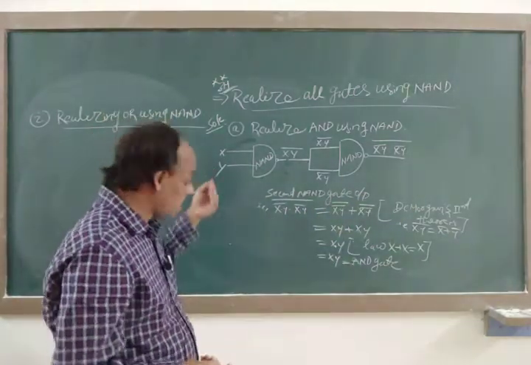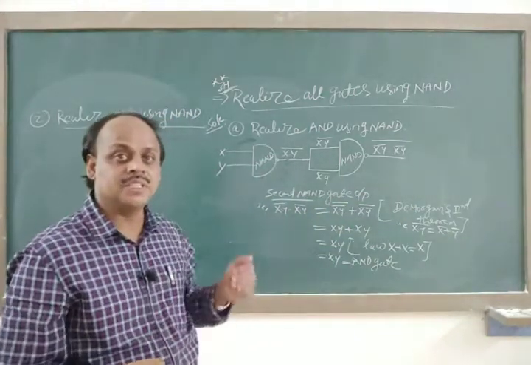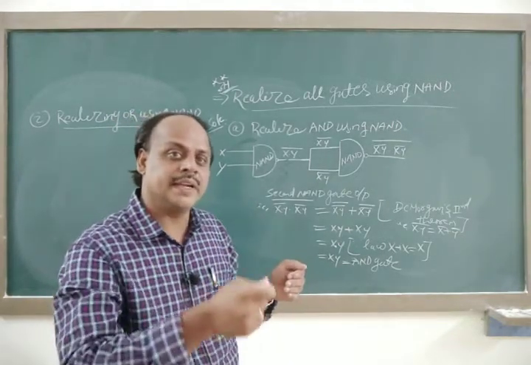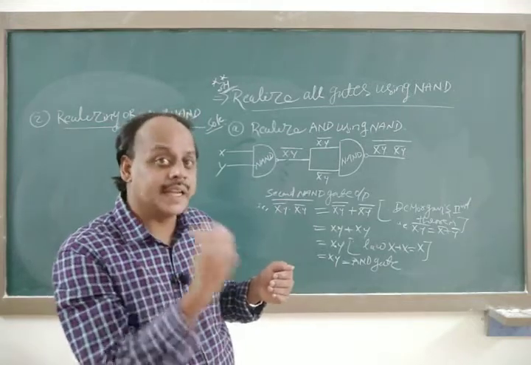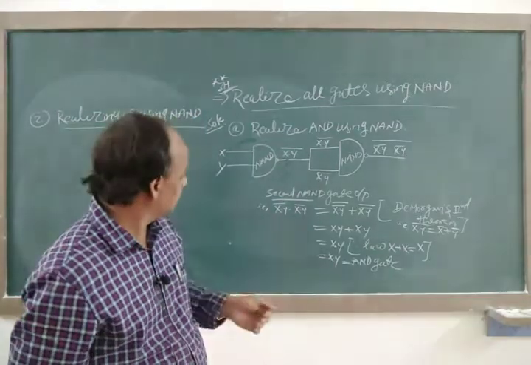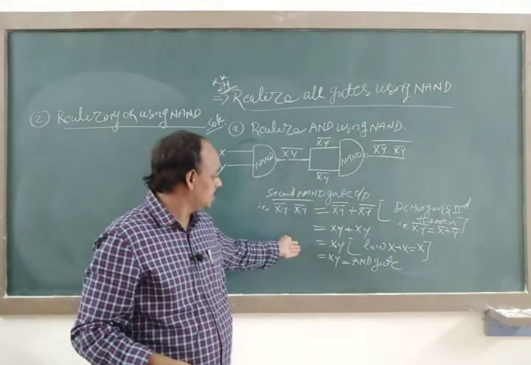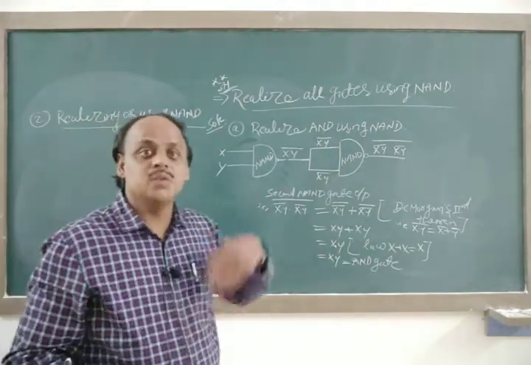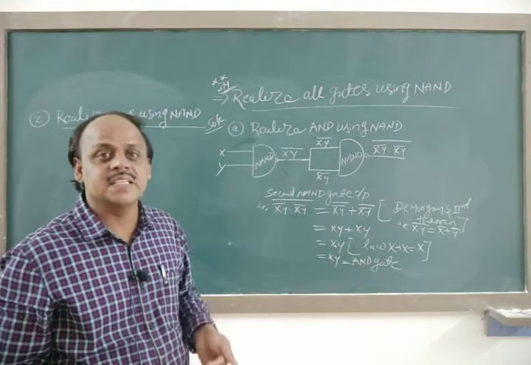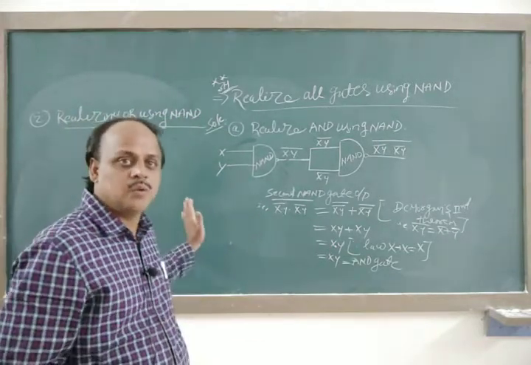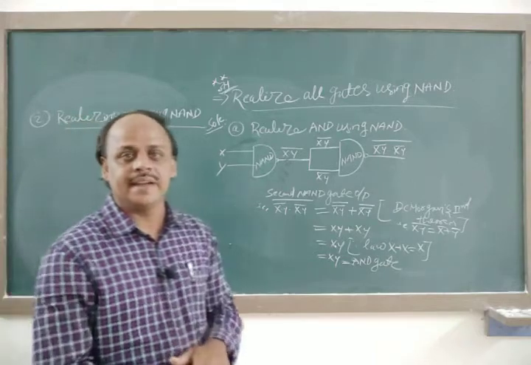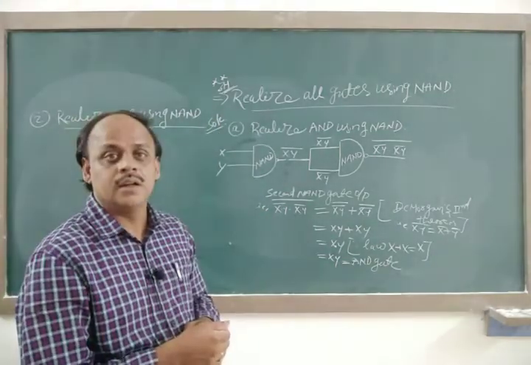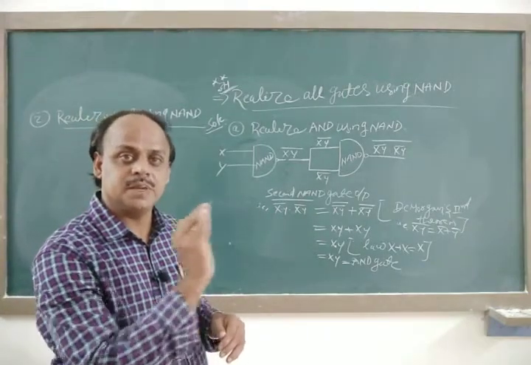So realizing OR using NAND means, x and y variables are there, we have to get x plus y. Like realizing AND means we must get x into y, realizing OR using NAND means we have to get x plus y. So now we have to consider the NAND gate and realize it until we get x plus y.